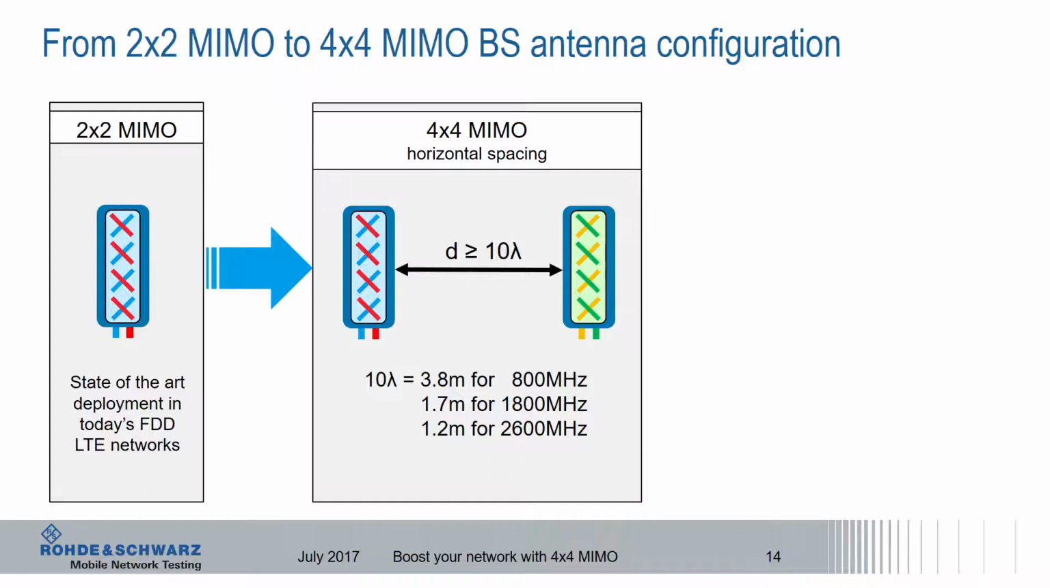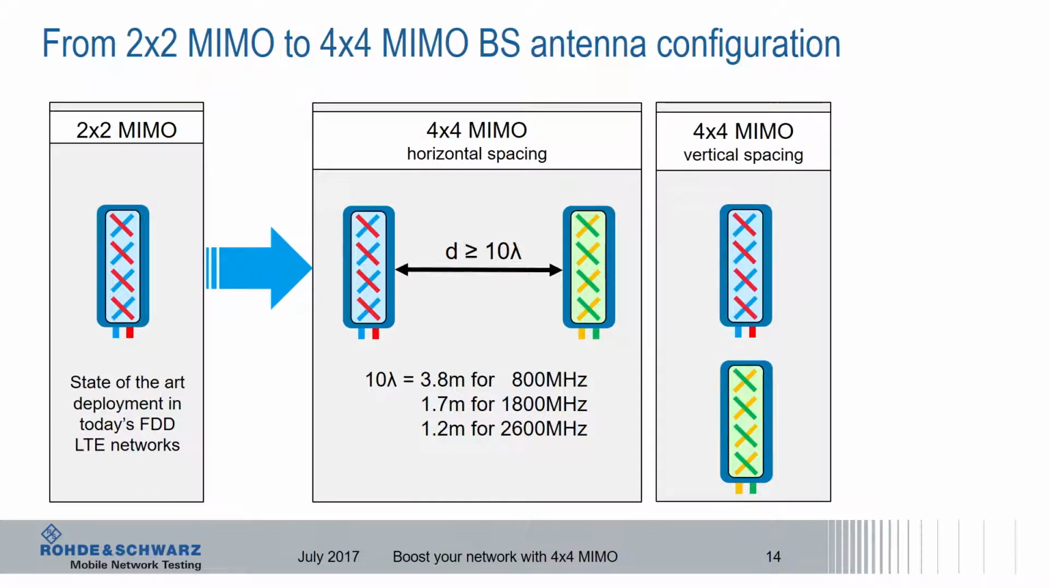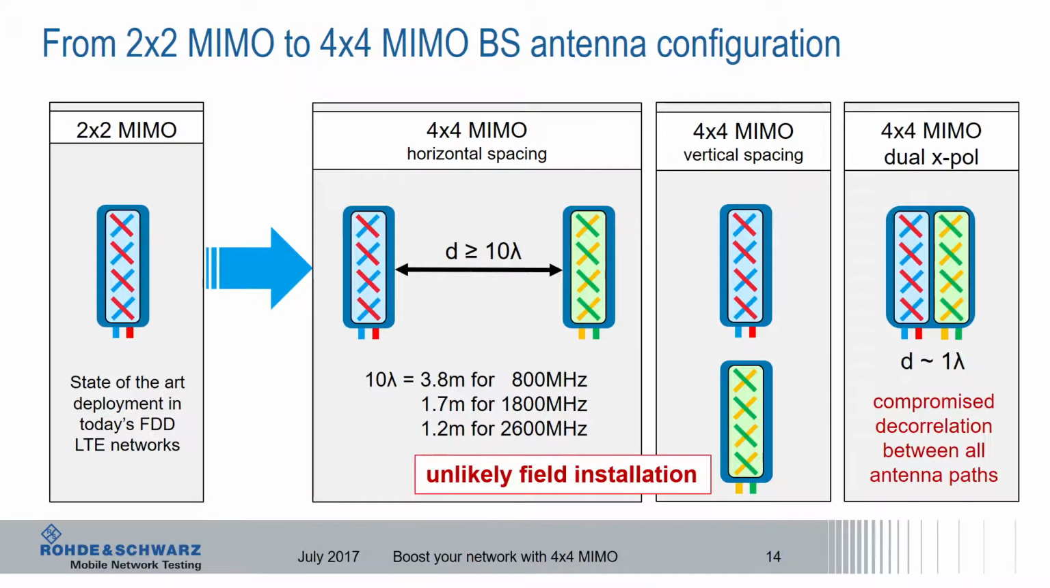From theory, we would need a spatial separation of more than 10 lambda. And if you look at 1.8 gigahertz here, this is a separation of 1 meter 70. Another possibility is to achieve this decorrelation by a vertical separation. But both methods are somehow unlikely installation options due to mast or site limitations, maybe visual impact, maybe even wind load, and so on. There are so many reasons why this might not be really feasible.